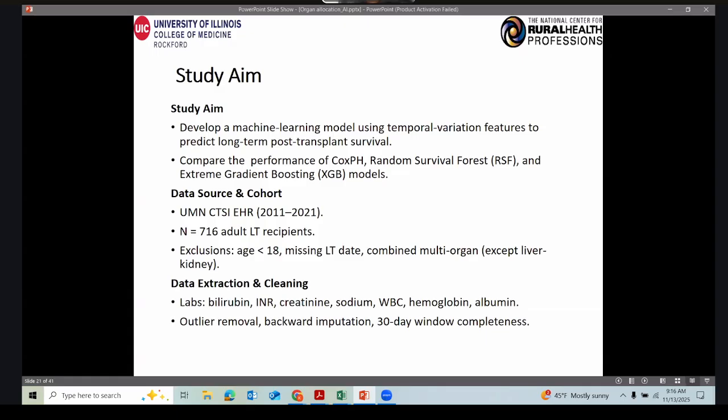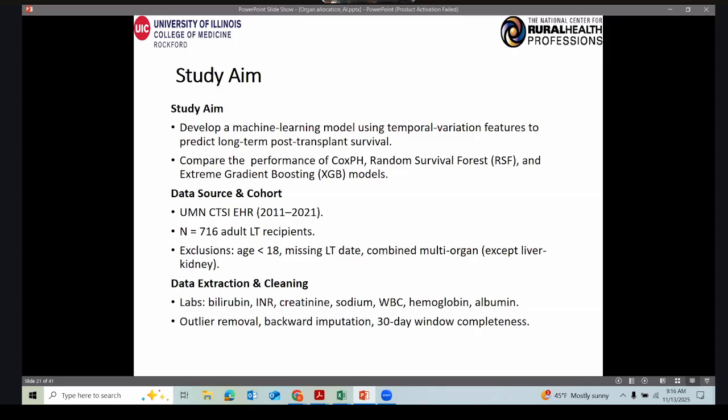Then we excluded combined organ transplantations except liver and kidney. Regarding the data extraction and cleaning, we focused on key laboratory measures relevant to liver and renal functions, including bilirubin, INR, creatinine, and sodium. We also included white blood cell counts, hemoglobin, and albumin. These biomarkers together reflect liver function, inflammation, and nutritional status. We also performed outlier removal to ensure extreme or biologically impossible values did not bias the model.